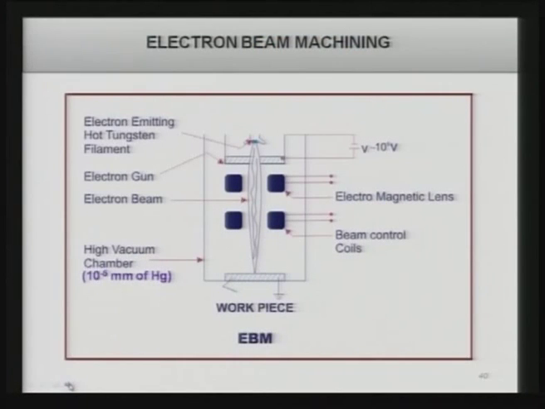There is another process known as electron beam machining, where there is a filament which is emitting electrons, and these electrons are attracted by the anode and they start moving towards the workpiece. You have an electromagnetic lens and beam control coils which can concentrate this electron beam at a very small point over here. These electrons come at a velocity more or less close to the velocity of light, and when they hit the workpiece they increase the temperature of that particular area to a very high value. As a result, any material can be evaporated from there and you can machine the materials.